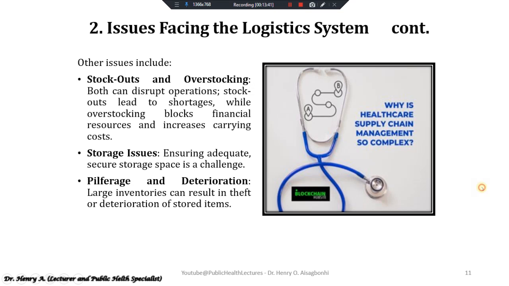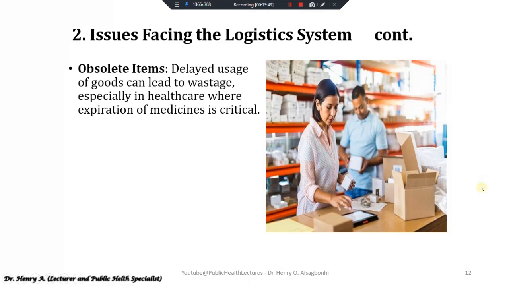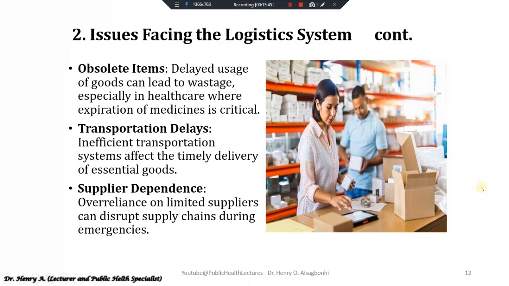You also have other challenges, such as obsolete items and transportation delays. Some hospitals keep equipment or reagents that have expired or become outdated. And transportation issues also, such as fuel scarcity or vehicle breakdowns, further compound delays.